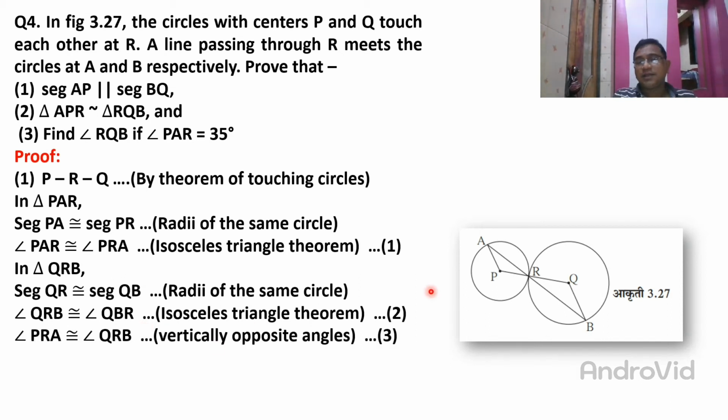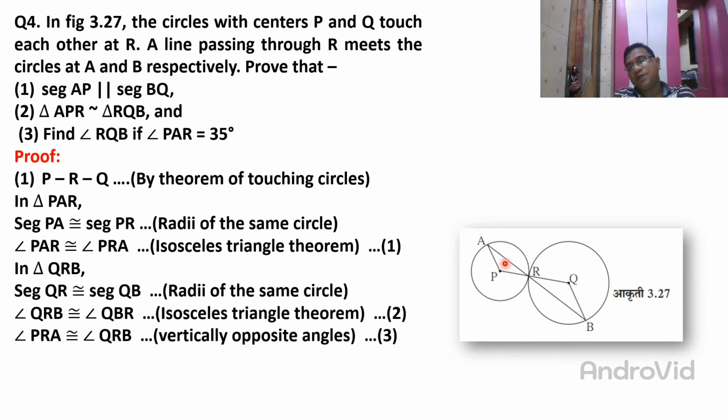There is another possibility: angle PRA, this angle R, is congruent with angle QRB because it is a vertically opposite angle. Vertically opposite angles are congruent. Remember, when the shape is an X shape, then it is a vertically opposite angle. When the shape is a Z shape, then it is an alternate angle. When the shape is an F shape, then it is a corresponding angle. Observe the shape. So vertically opposite angle PRA is congruent with vertically opposite angle QRB.